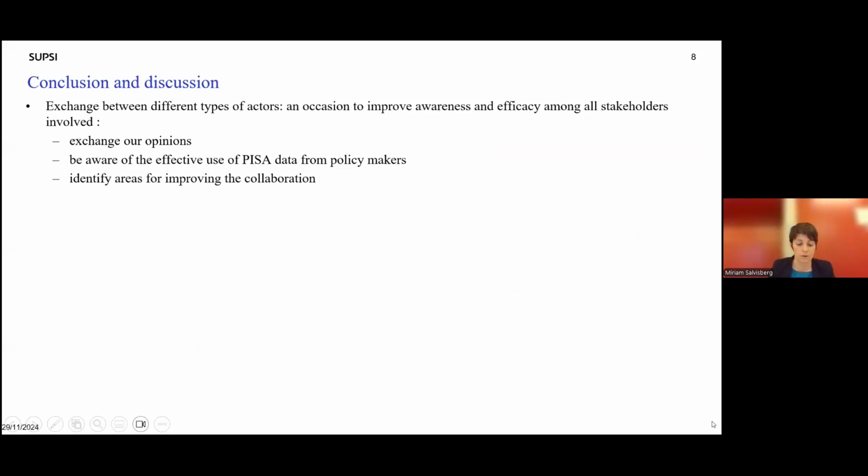So, in the conclusion, the direct exchange during the interview with policymakers has been a really good opportunity to increase awareness and effectiveness among all stakeholders. It was also an occasion to understand better how policymakers use PISA data. In fact, we were not aware of everything they do with the PISA data. The interview allowed us to exchange some ideas on how to improve some aspects.